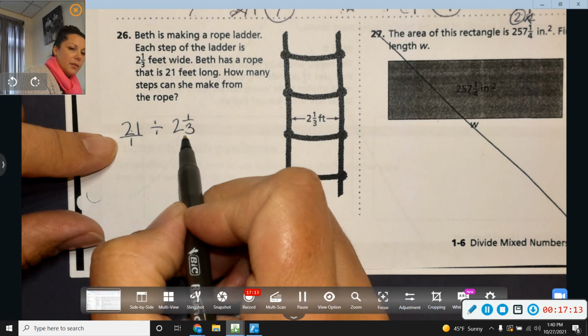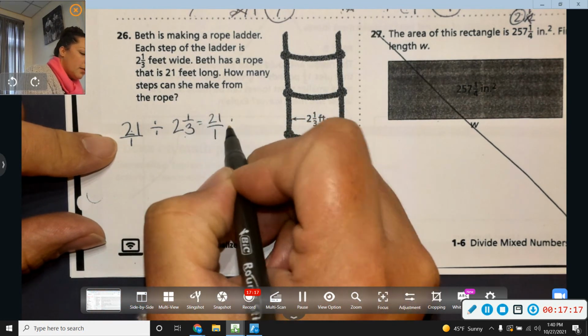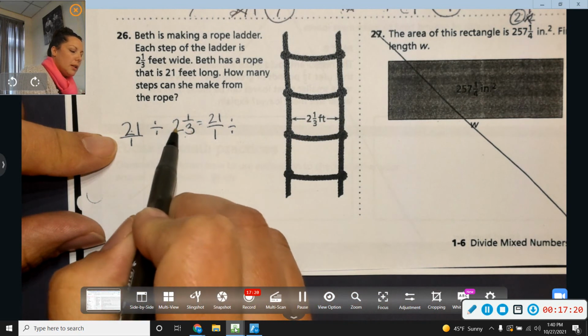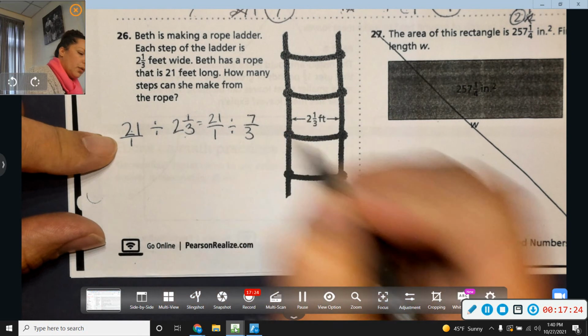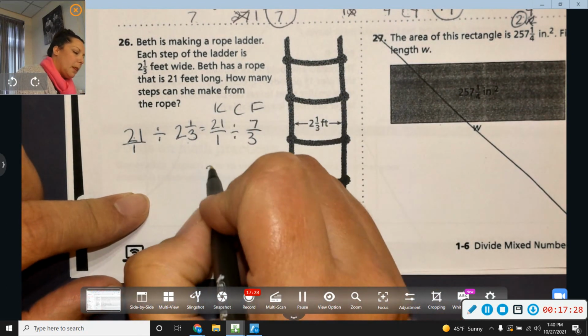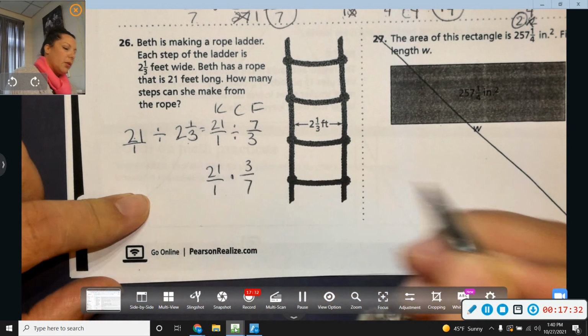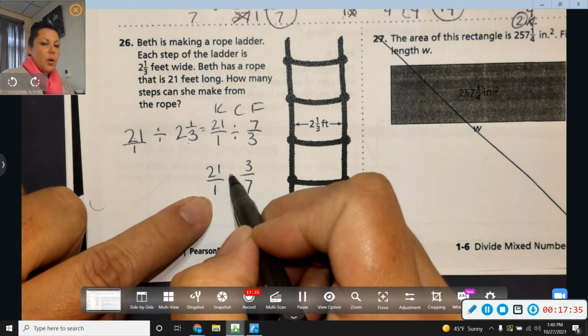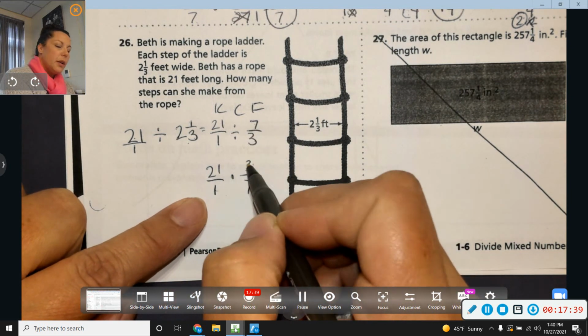I know I have to wheel this. So I have 21 over 1 divided by 3 times 2 is 6, plus 1 is 7 over 3. Okay, now I keep, change, flip. 21 over 1, change to times, flip to 7/3. Okay? Oops, I meant flip to 3/7. 3 and 1 do not reduce.